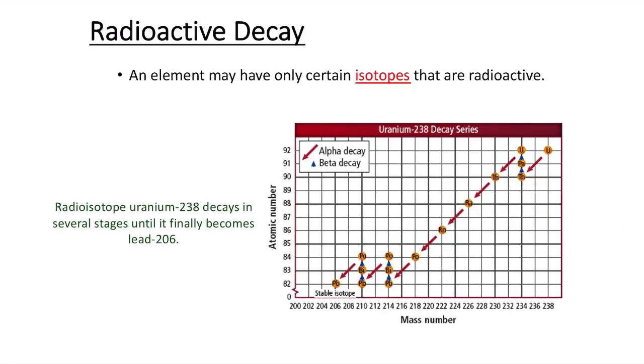An element may only have certain isotopes that are radioactive. So not all isotopes are radioactive. We talked about potassium-40 being radioactive and unstable, but potassium-39, which makes up the majority of potassium isotopes, is not dangerous to be around. These isotopes that are radioactive are called radioisotopes. So potassium-40 is a radioisotope, whereas potassium-39 is a stable isotope.